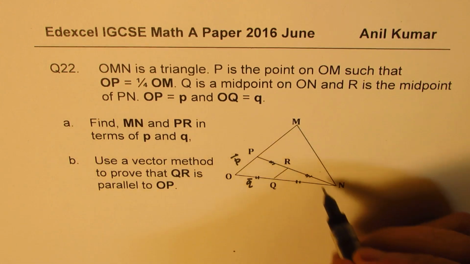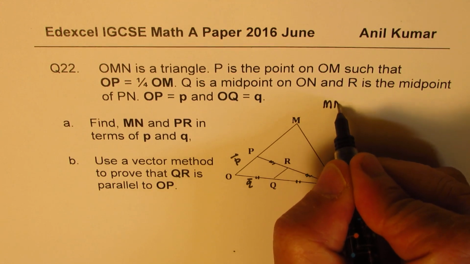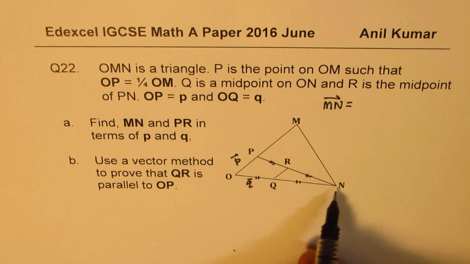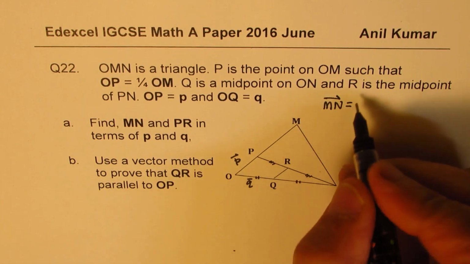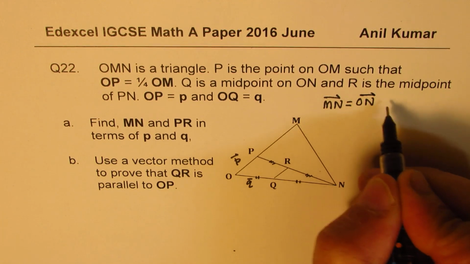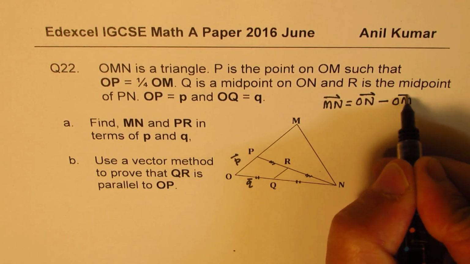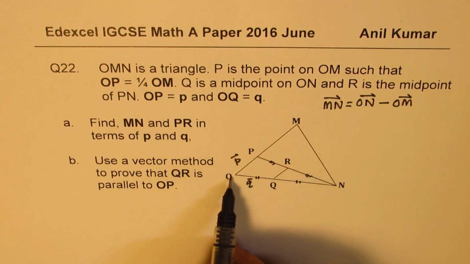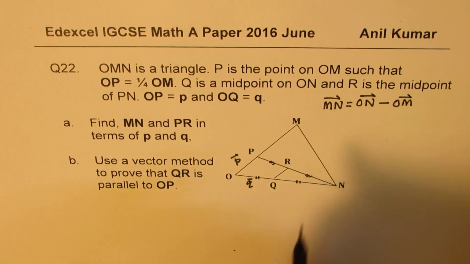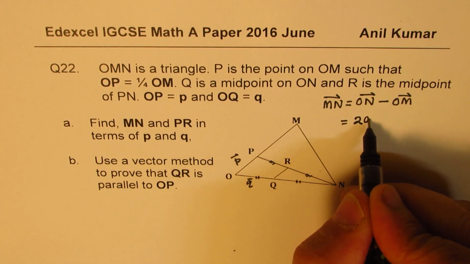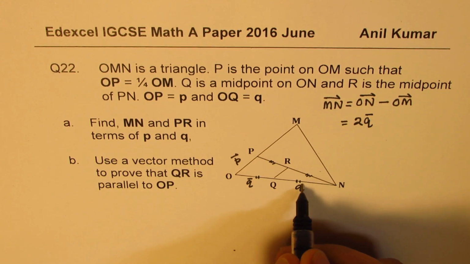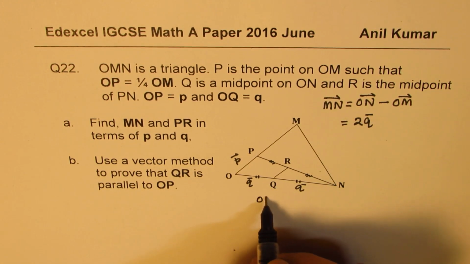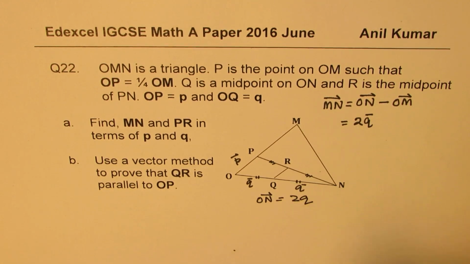Now, what is MN? Let's figure out what is MN. So when you're talking about vectors, from M to N, it really means ON minus OM, right? So it is ON take away OM. That is what the vector MN is. Now what is O to N? Now O to N will be twice Q, right? So O to N is 2 times the vector Q, because this is Q and that is also Q, Q being the midpoint. So ON is equal to 2Q.